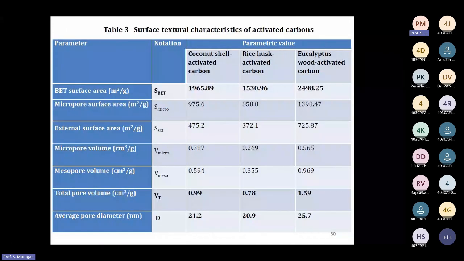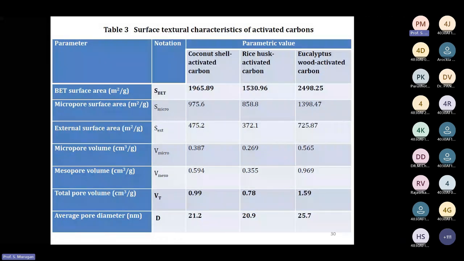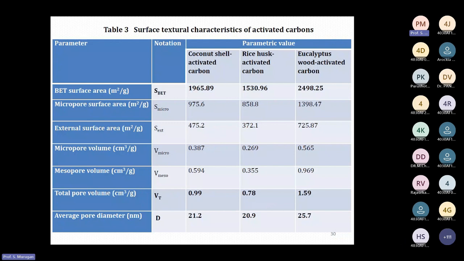Now, the surface textural characteristics of the activated carbon were also studied. That means BET surface area, which is one of the important characteristics, micropore surface area, external surface area, micropore volume, mesopore volume, total pore volume, and average pore diameter. All these things were studied for all the activated carbon which we took for our studies.